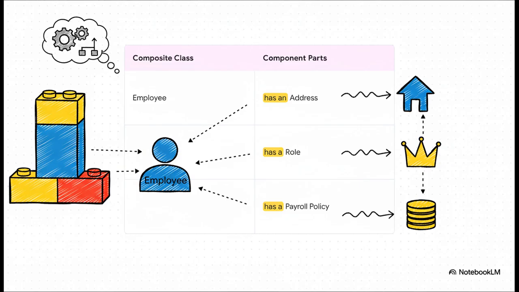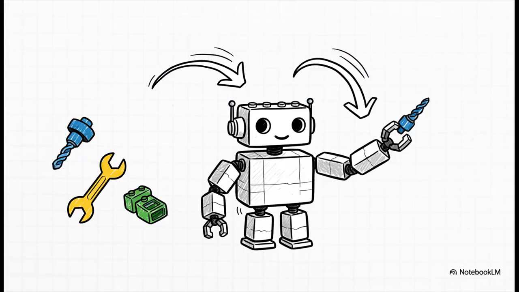An employee has an address object, it has a role object that defines its duties, and crucially, it has a payroll policy object that decides how it gets paid. You just plug and play the different Lego blocks you need for any situation. Now, this whole Lego block approach gives us an incredible superpower. We get the ability to change an object's behavior while the program is actually running. This is something that's really hard to do with a rigid inheritance structure.